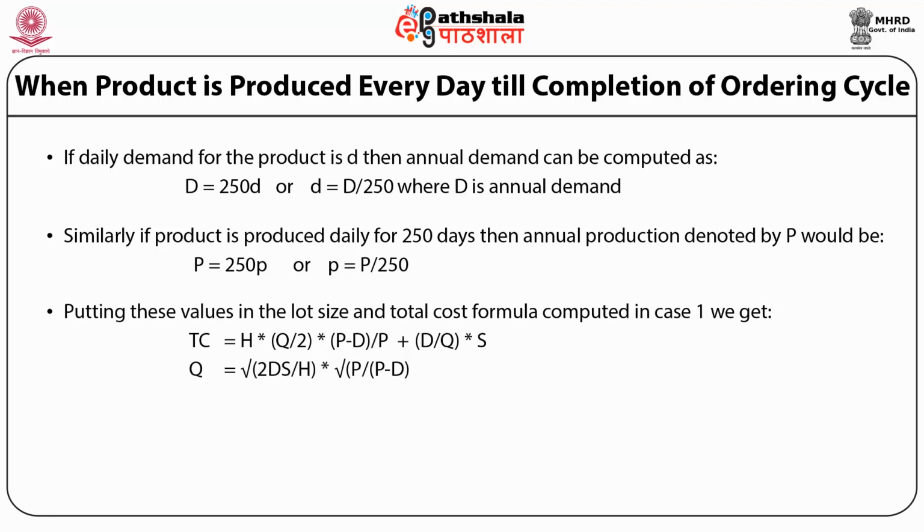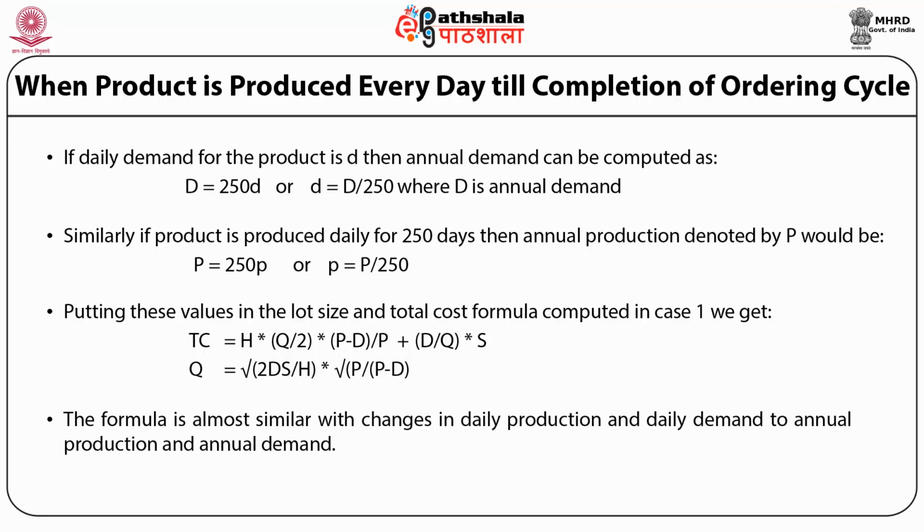Putting these values in the lot size and total cost formula computed in case 1, we get total cost equal to H into Q upon 2 into (P minus D) upon P plus D upon Q into S. Q equal to root of 2DS upon H into root of P upon (P minus D). The formula is almost similar, with changes from daily production and daily demand to annual production and annual demand.